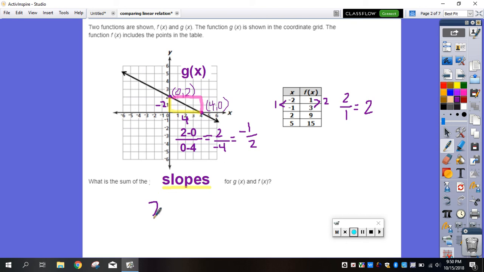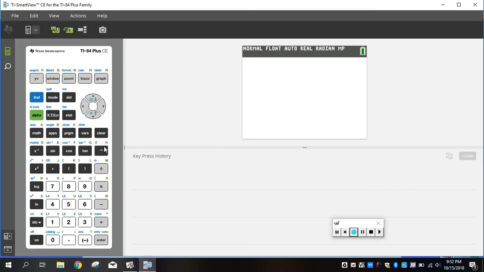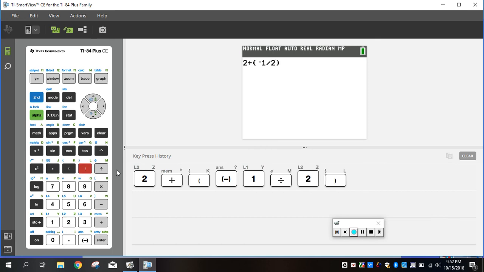I need to add 2 plus negative 1/2. Now, if you forgot your fraction rules, it's not a big deal. You can use your calculator to add this together. 2 plus negative 1/2, I would press 2 plus, and in your calculator, fractions need to go in parentheses so your calculator knows that all of that together is a fraction. And negative 1/2 would be negative 1 divided by 2. Close off your parentheses and then just hit enter.